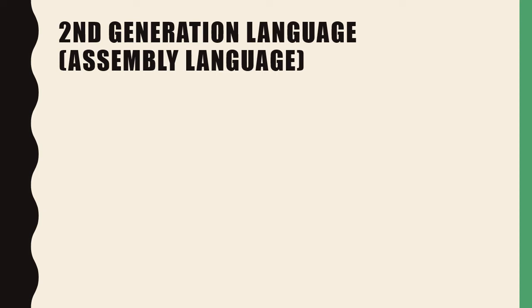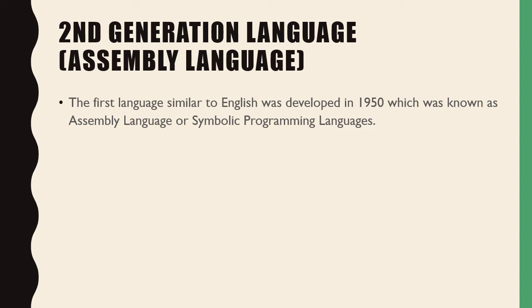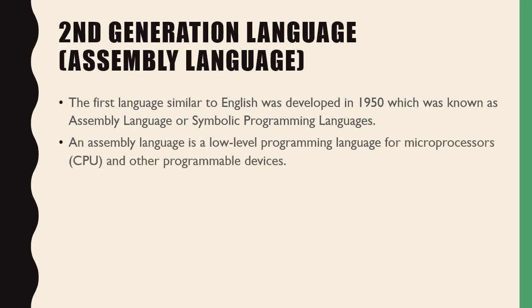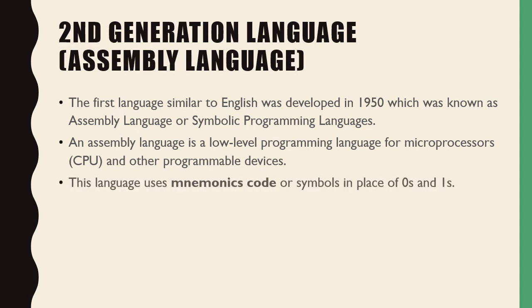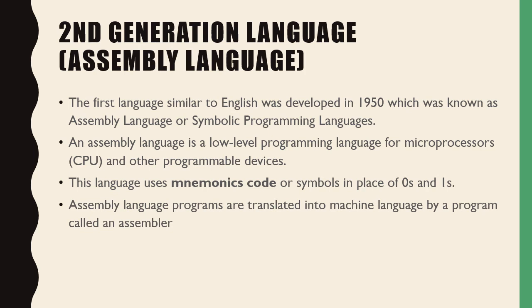Second generation language known as assembly language. The first language similar to English was developed in 1950, which was known as assembly language or symbolic programming language. An assembly language is a low-level programming language for microprocessor, that is CPU, and other programmable devices. This language uses mnemonics code or symbols in place of 0 and 1. So we have to write down the code for instruction instead of zeros and ones.